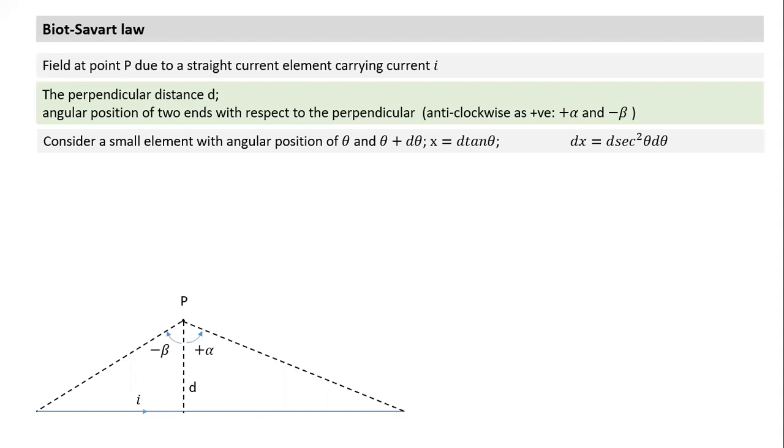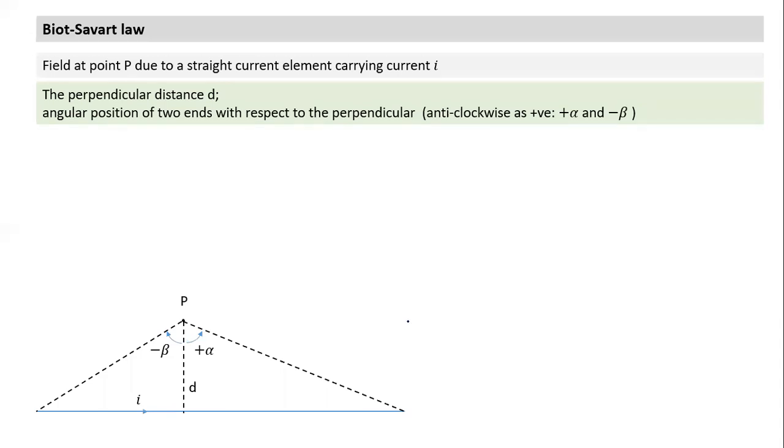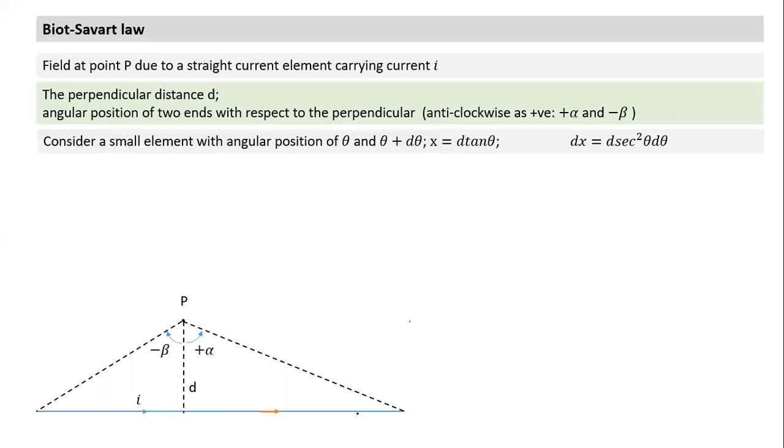Again, the method of solving is similar. We have done a similar derivation in the case of an electric line charge. There the direction was changing, so it was more complicated. This is relatively simpler. We'll consider a small element. What is the small element? This is the small element we have taken, and at this angular position it makes an angle theta.